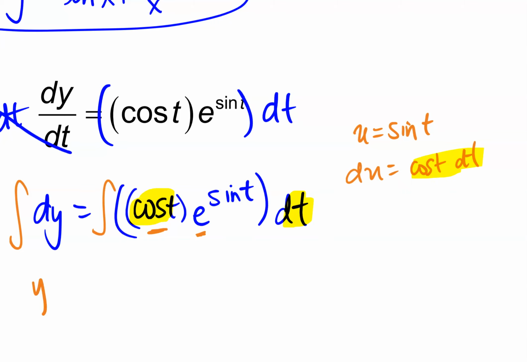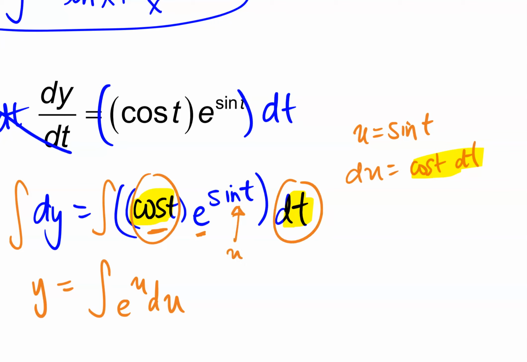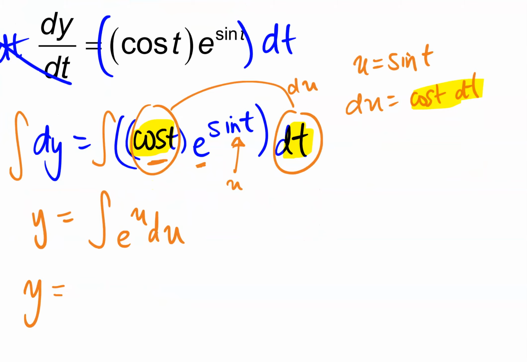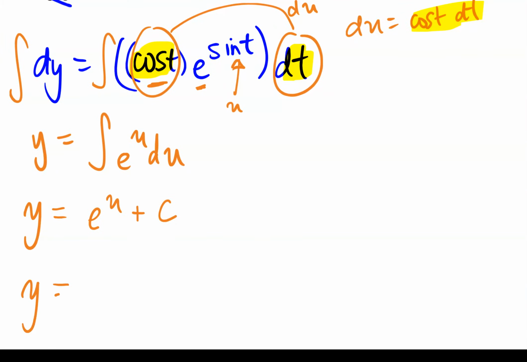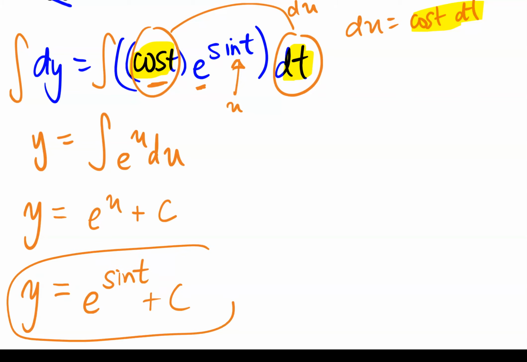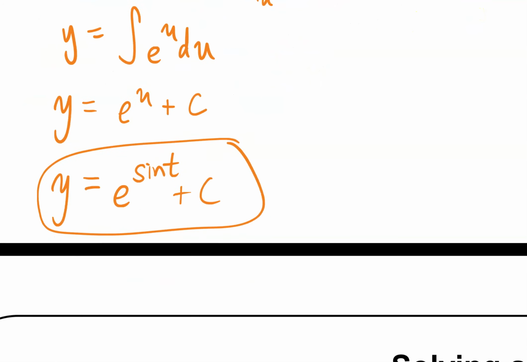Okay, so y is going to be the integral of e to the u du, right? Because this highlighted portion is u, and this highlighted portion is going to be du. So it's just e to the u du. So this is just going to be y equals e to the u plus c, but then we must plug back in what our u was, right? u was sine t. And then we're good. Awesome.